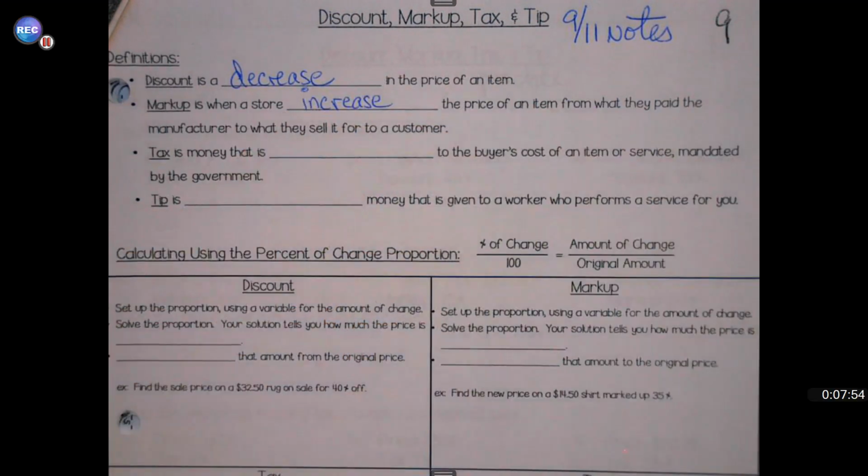They increase the price of an item from what they either paid for it from the manufacturer, or maybe had to buy it themselves from somebody to sell it to a customer. So they're kind of like the middleman. That was stuff we discussed Friday, okay?